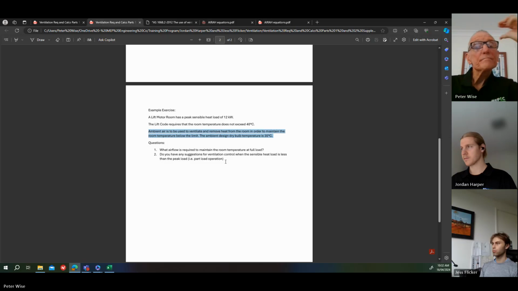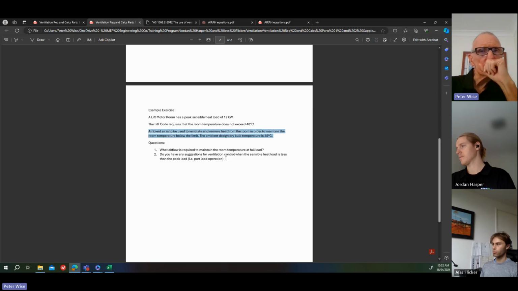So, does that answer your question? Yeah. The second question I had is, do you have any suggestions for ventilation control when the sensible heat load is less than the peak load? So part load operation, where peak load is about 1% of the time. So the rest of the time it's in part load between no load and 100%, or 99% if you like. Any thoughts? We'll just finish with thoughts on this.